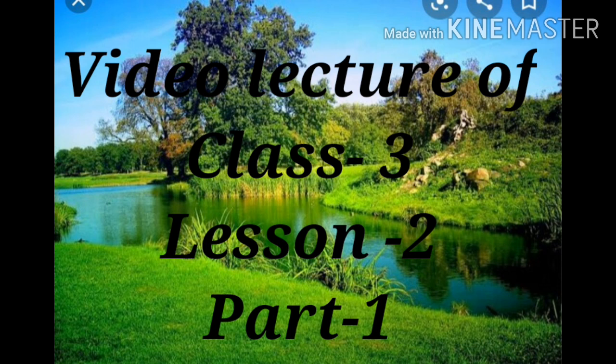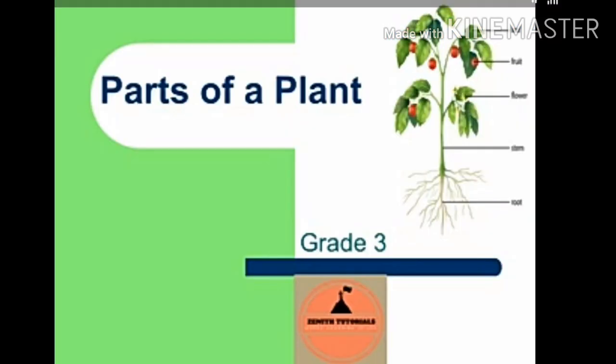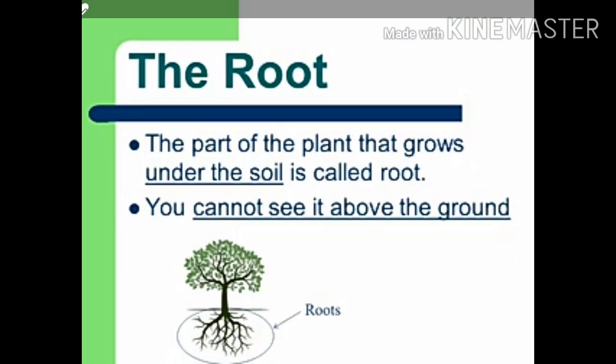Today I am going to revise lesson 2 of class 3, parts of a plant. Students, you know human beings have different parts of the body to perform different functions. Like that, plants also have different parts to perform different functions. Let us learn firstly about the root. The part of the plant that grows under the soil is called root. You cannot see it above the ground.